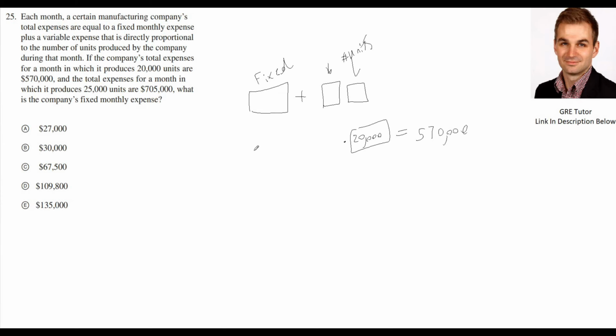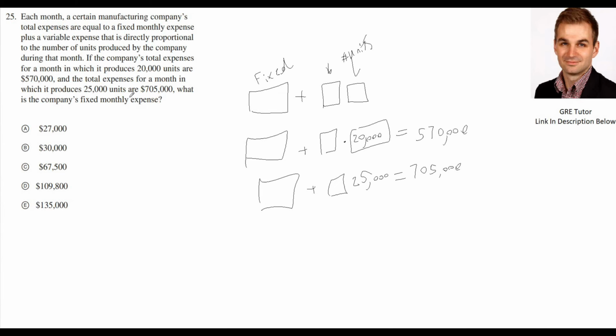$570,000 right there. And the total expenses for a month in which it produces 25,000 units is equal to $705,000. Alright, I'm just adding our boxes again.